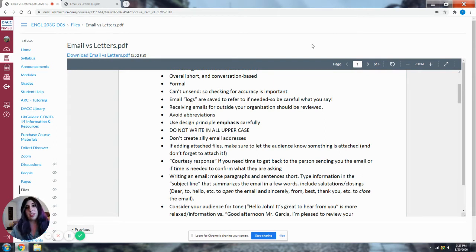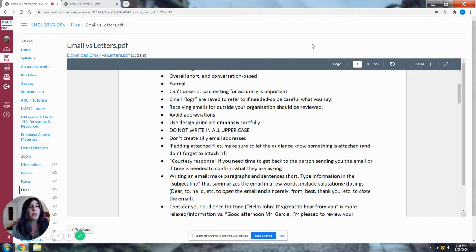Avoid abbreviations. I grew up in the instant messenger world where we always used to instant message each other, and we would use abbreviations: LOL, BRB, TTYL. But that's okay because that met the genre conventions of instant messenger. They're allowed to be informal. But with emails, you want to avoid abbreviations.